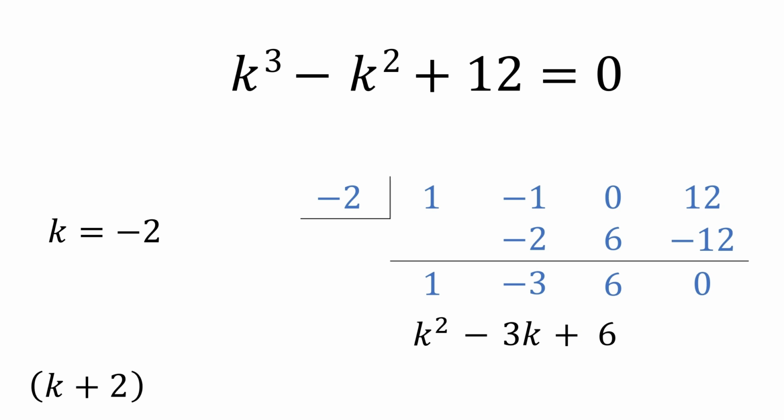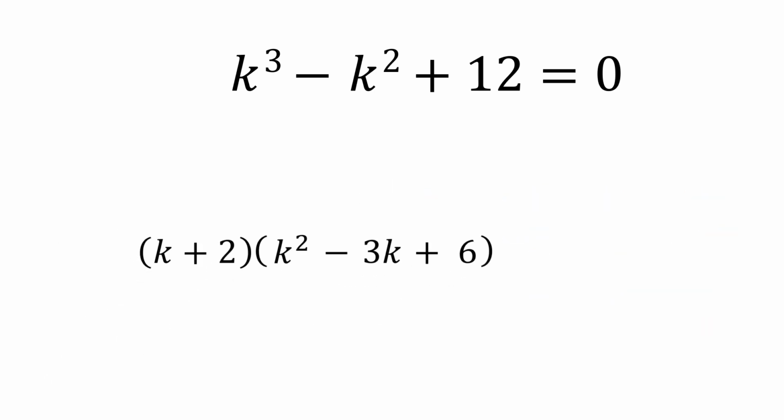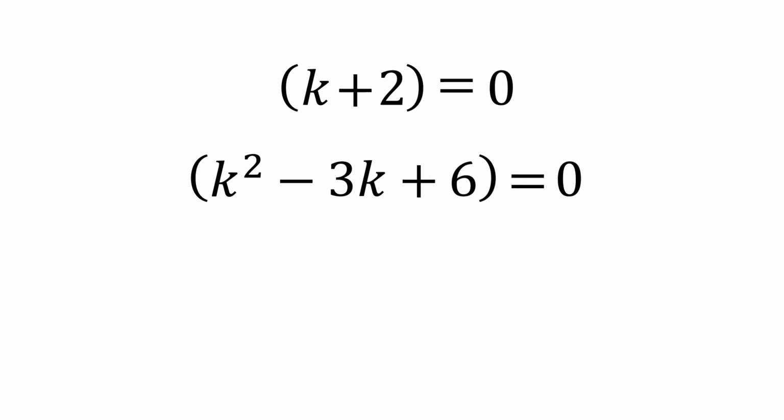So the original cubic factors beautifully into k plus 2 multiplied by k squared minus 3k plus 6. This is the turning point of the entire problem. We've reduced one difficult cubic into two much simpler equations. Either k plus 2 equals 0, or k squared minus 3k plus 6 equals 0. Let's solve the first one. Subtract 2 from both sides, and immediately k equals -2. Our first solution is safely confirmed.